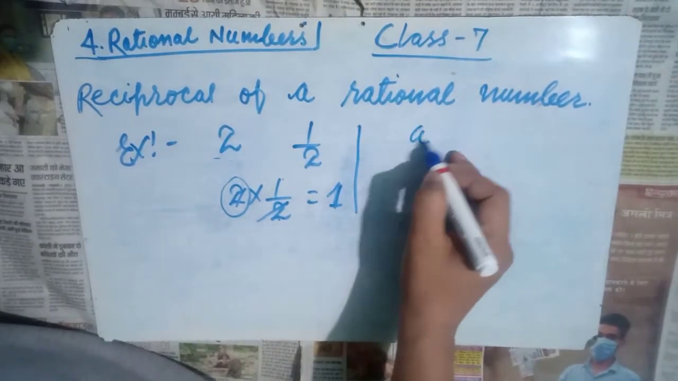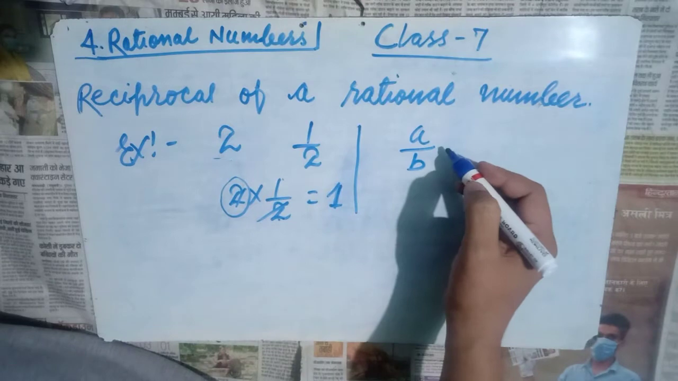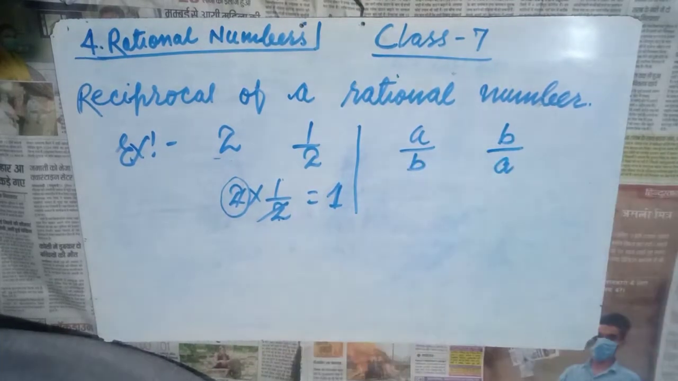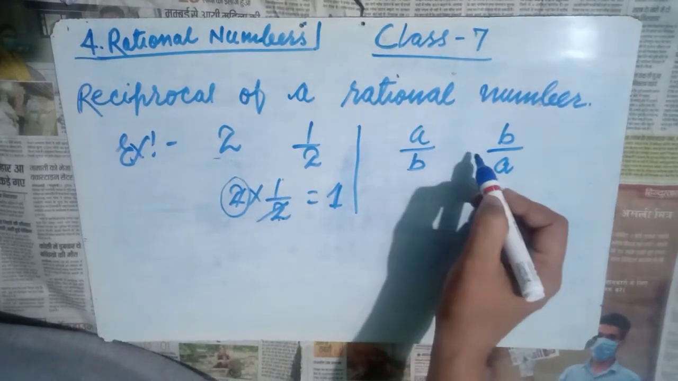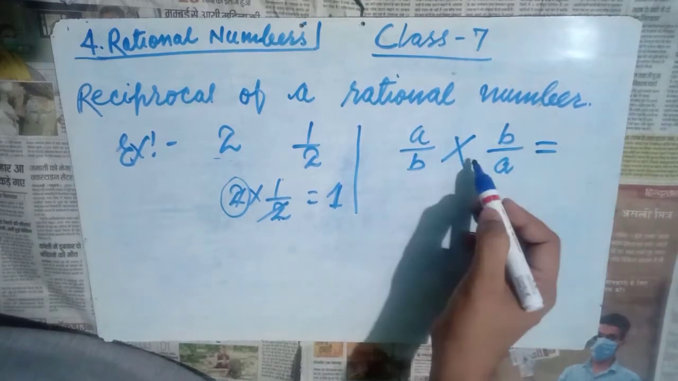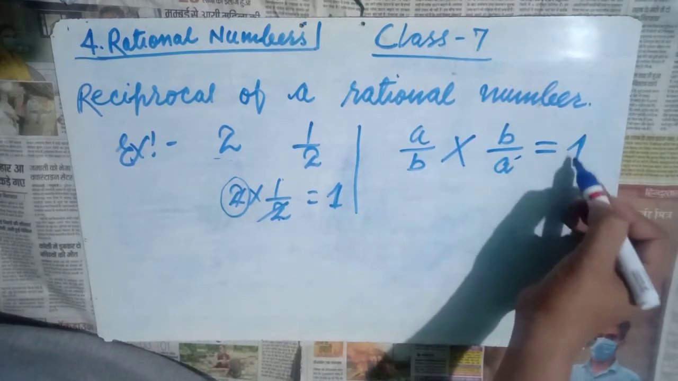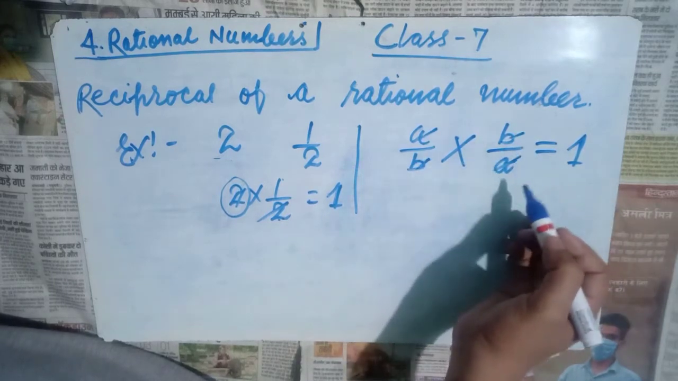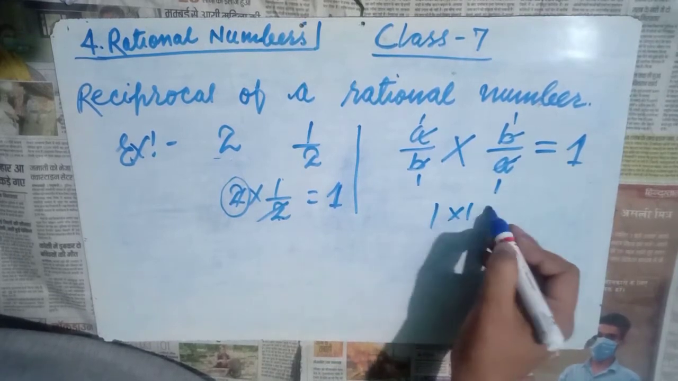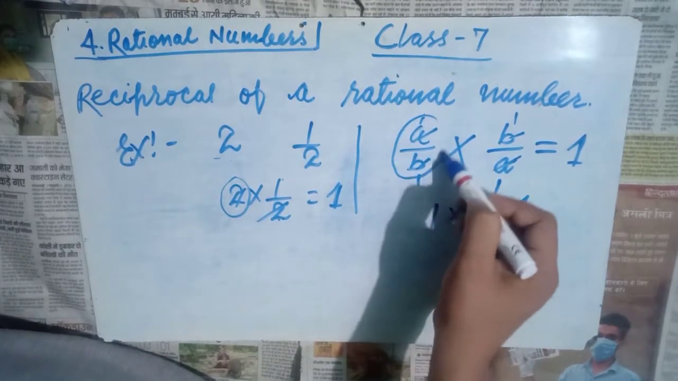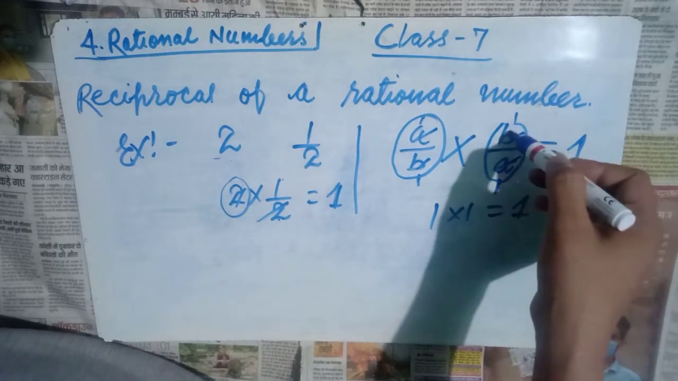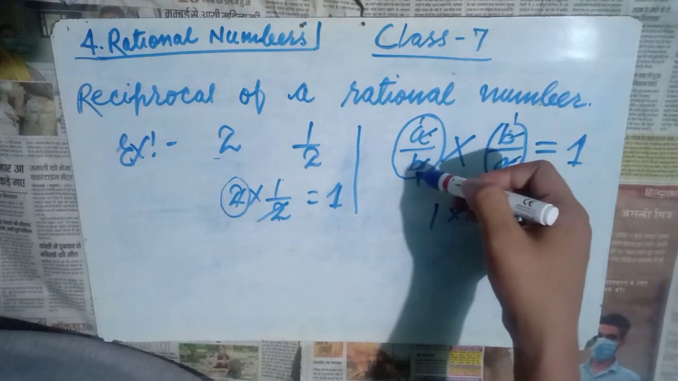Suppose a by b and b by a is another rational number, then multiply. The product of these two numbers is equal to 1, because a and b will get cancelled, 1 times 1 is equal to 1. Hence we can say that a by b is the multiplicative inverse of the rational number b by a. Also b by a is the reciprocal of a by b.